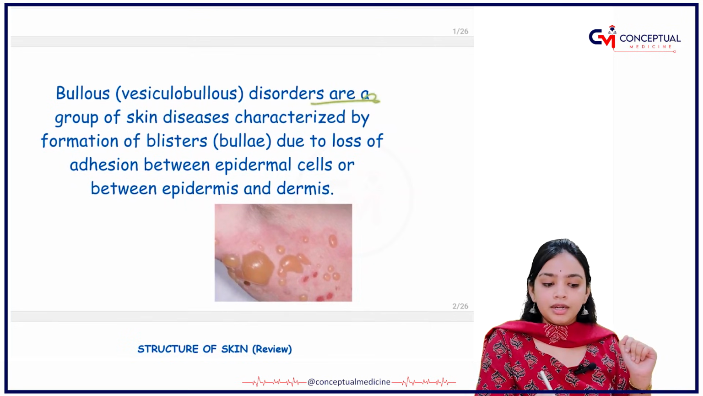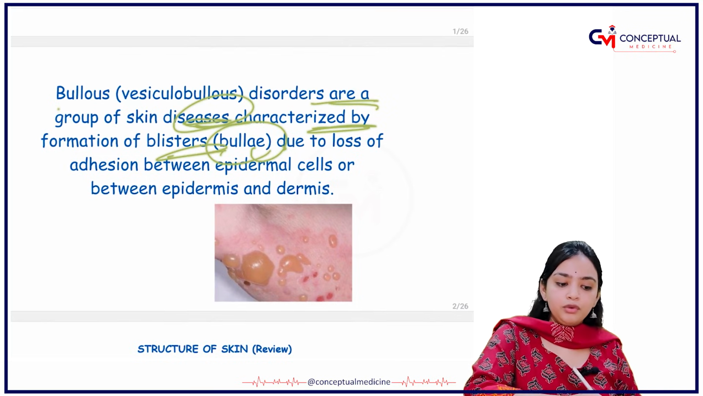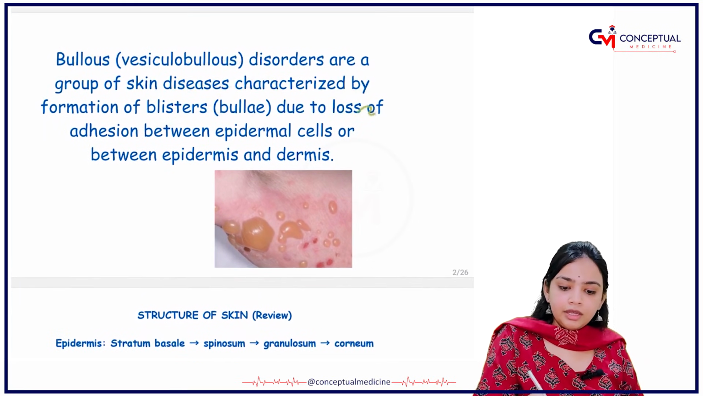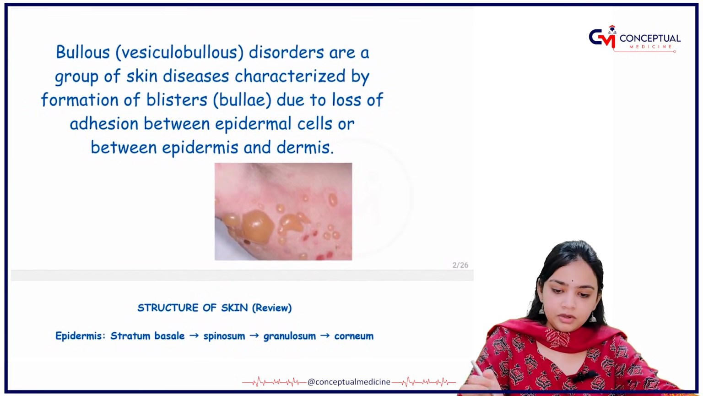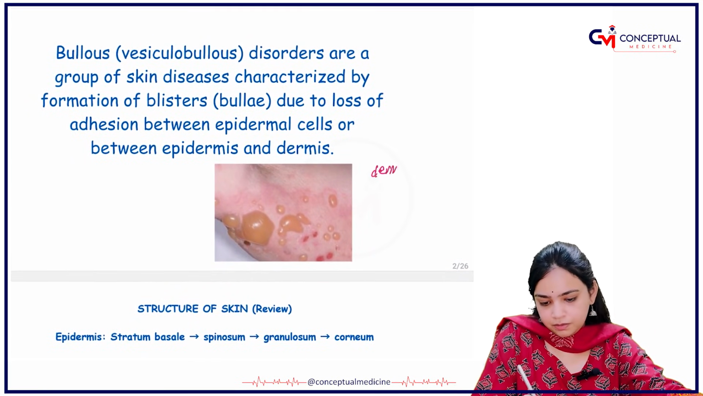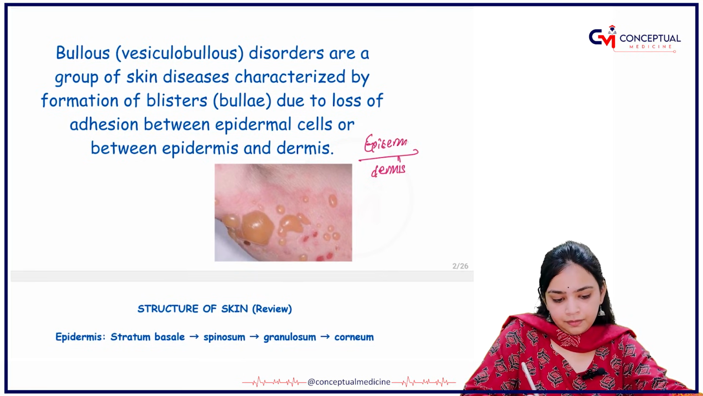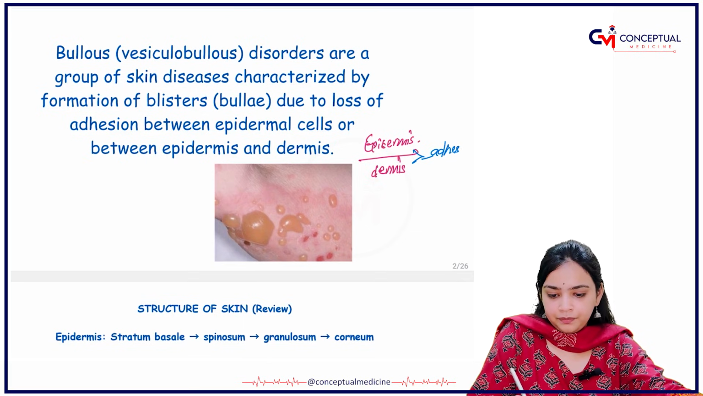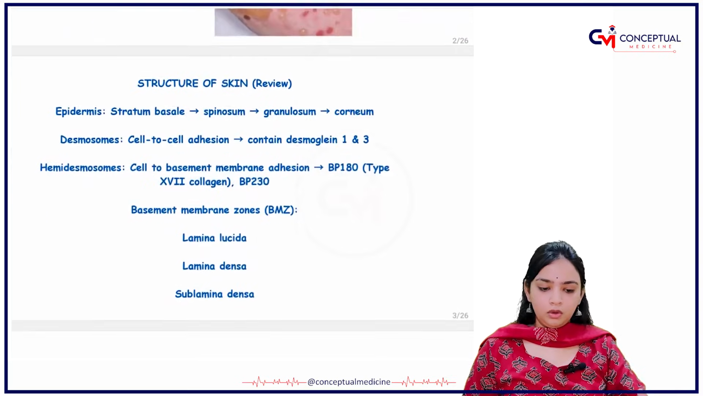So Bullous disorders are a group of skin diseases characterized by blisters. I have told you B for B, Bullous is for blisters, that you need to remember, right? They are due to the loss of adhesion between the epidermal cells and of epidermis and dermis, right? This is your dermis, this is your epidermis. So the adhesion between them is lost, okay?